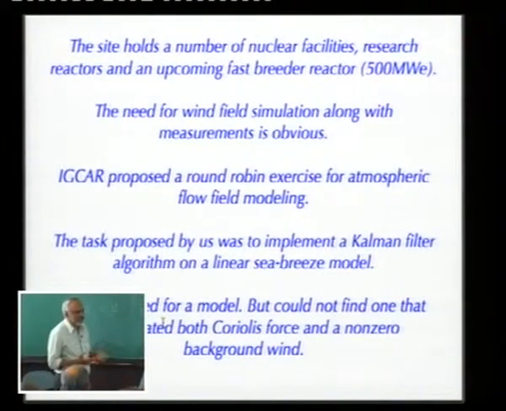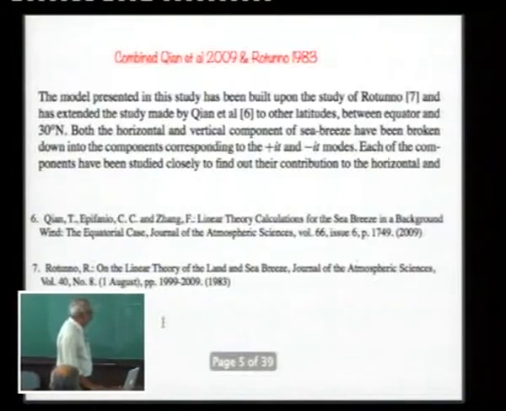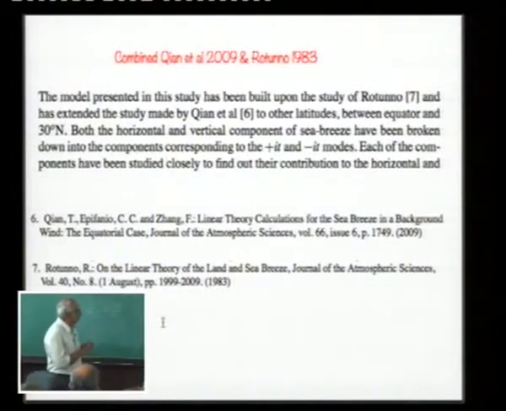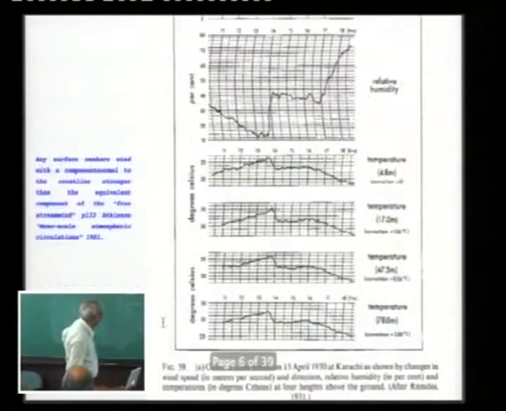Should one discretize the adjoint or take the adjoint of the discrete? So we wanted to minimize that. So we thought we'll look for a linear model. However, we could not find one that incorporated both the Coriolis and non-zero mean flow. So we decided to combine a couple of references, those two references, where some linear theory was done. And yes, so let me just say how it was.